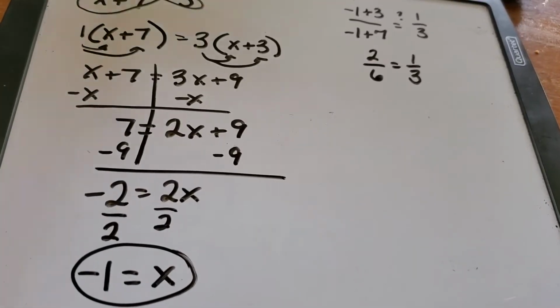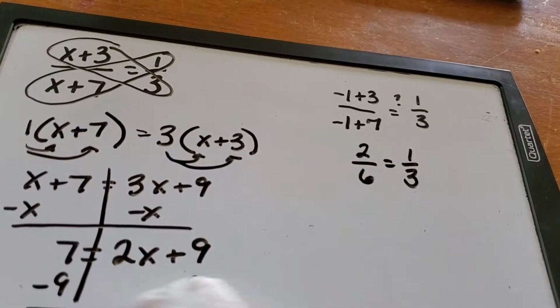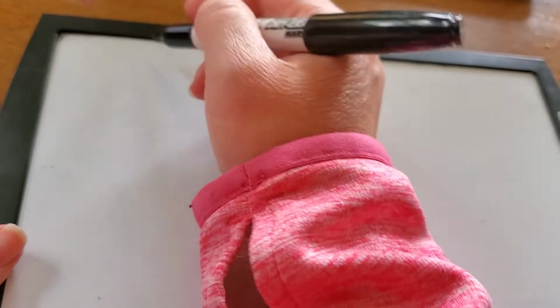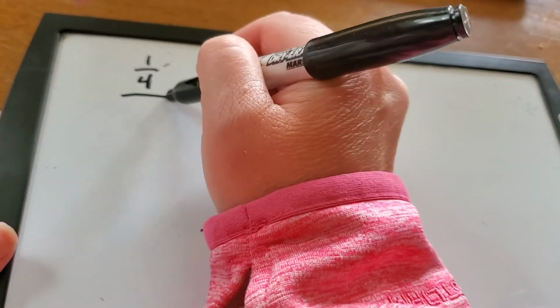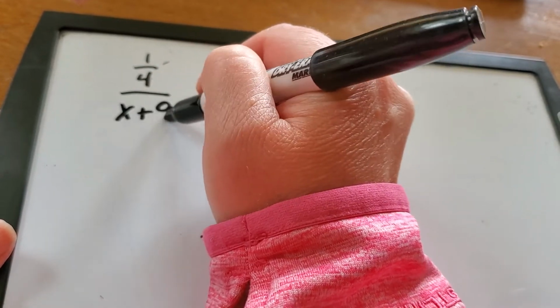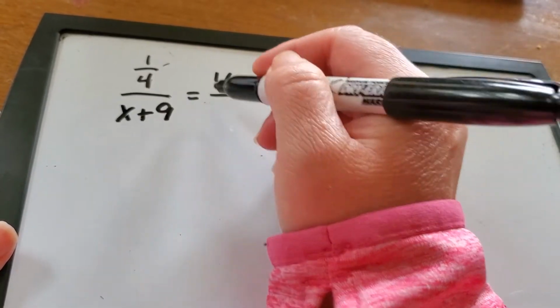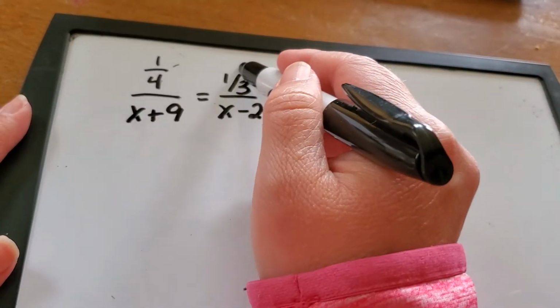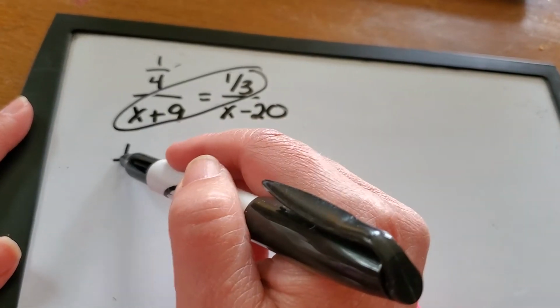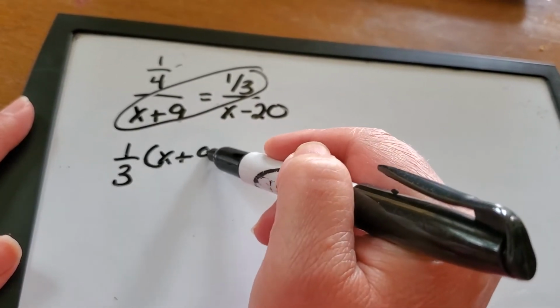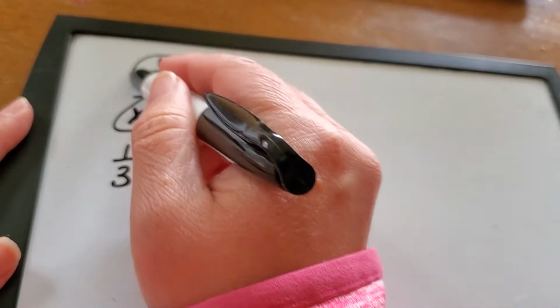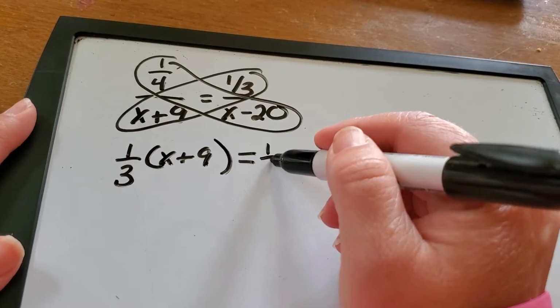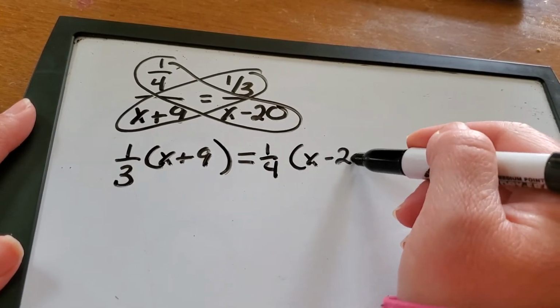Now, let's say you have complex fractions. Remember, a complex fraction is when you have fractions inside of fractions, either in the numerators or the denominators or both. So like (1/4)/(x + 9) = (1/3)/(x - 20). Same idea. We're going to cross multiply. We're going to multiply 1/3 by x + 9, and we're going to set that equal to 1/4 times x - 20.